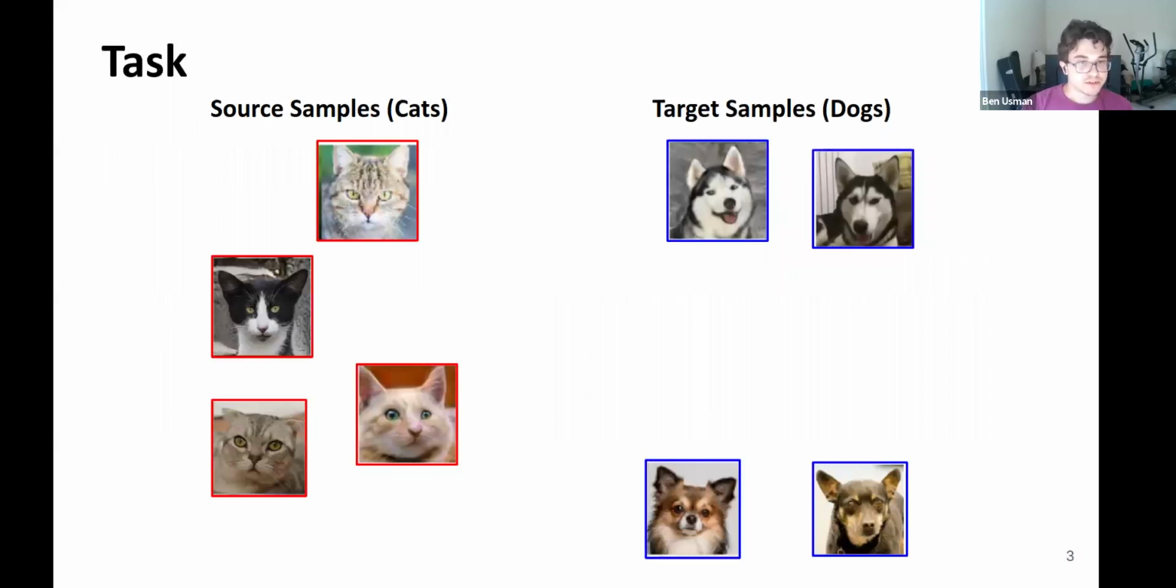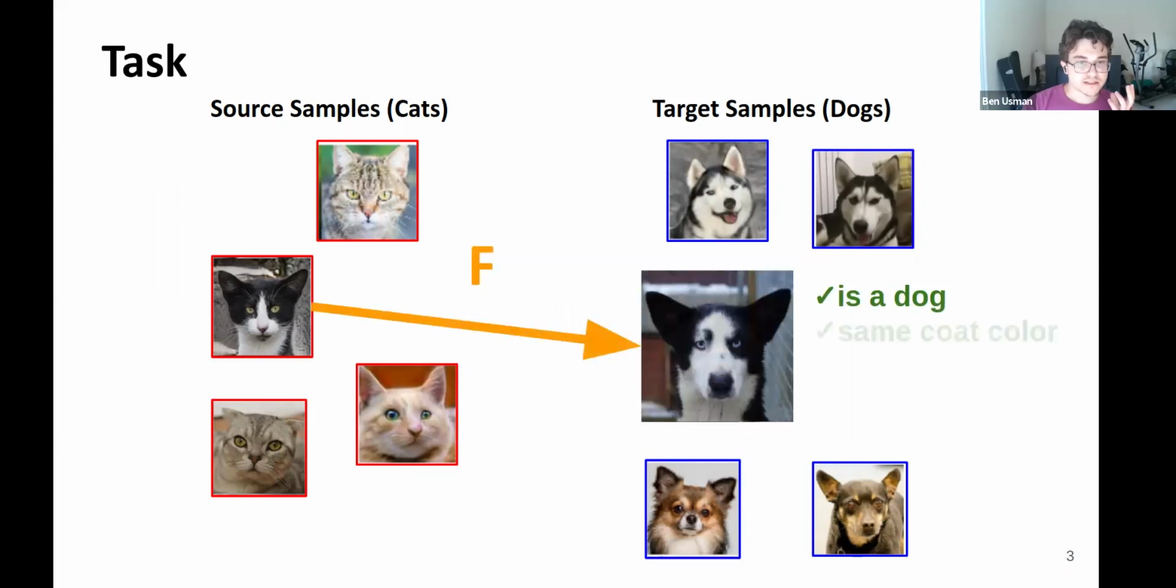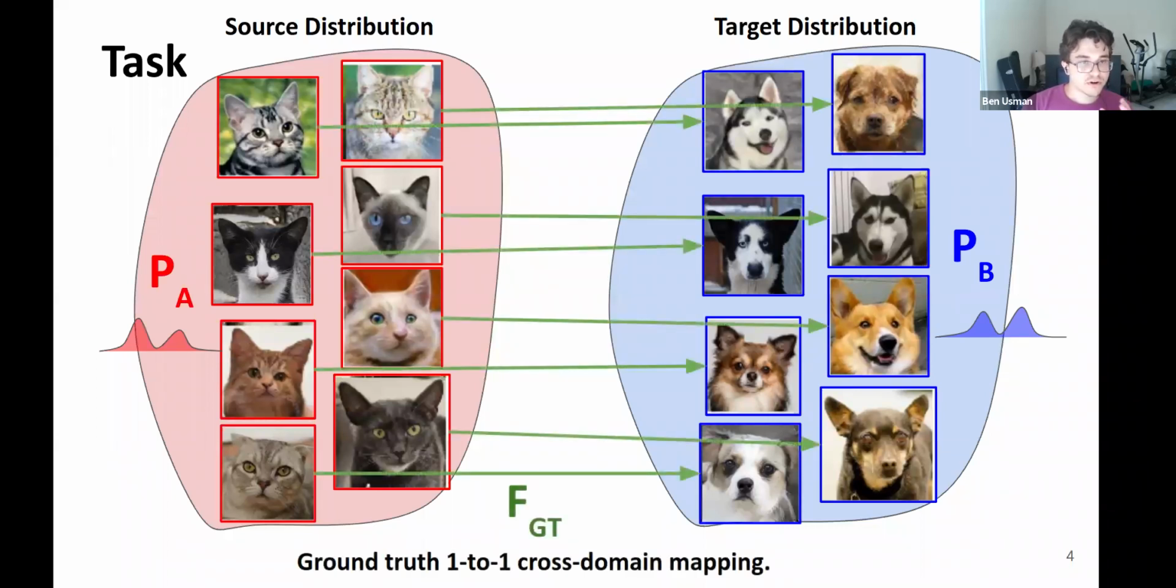Assume that we have many images of cats, many images of dogs, and we would like to find a function f that takes an image of a cat and generates an image that is a dog, that has the same fur, the same pose, and everything else the same as much as possible while clearly being a dog. We usually formalize this problem by assuming that there are two distributions of images and there is a single ground truth cross-domain mapping that for any cat generates a single semantically consistent dog, and if we apply it to all images of cats, we will get all possible images of dogs.